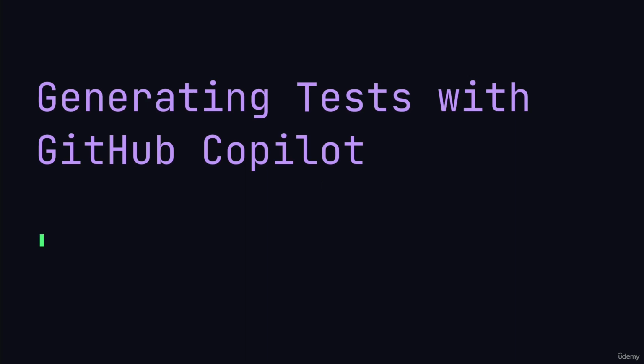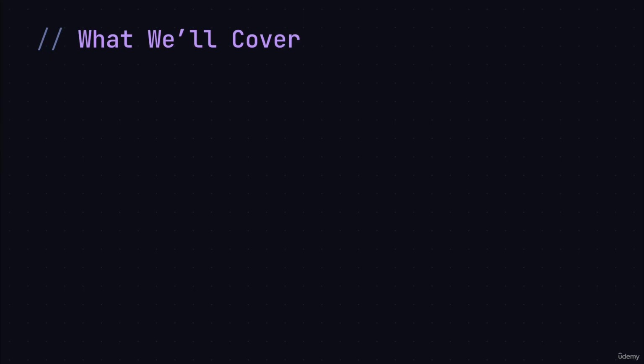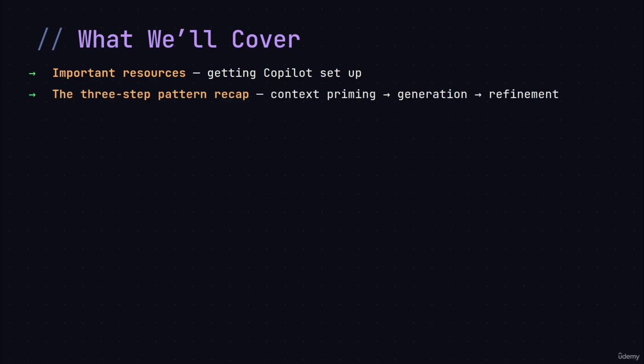In this lecture, we are going to generate tests with GitHub Copilot. More specifically, let's look at what we'll cover during this lecture. The first thing we'll do is look at a few important resources to make sure we get your Copilot set up if you haven't done so before. Then we'll do a quick recap on the three-step pattern, and then you'll practically apply the three-step pattern to generate a jest suite for process order items. I'll show you this code just now.